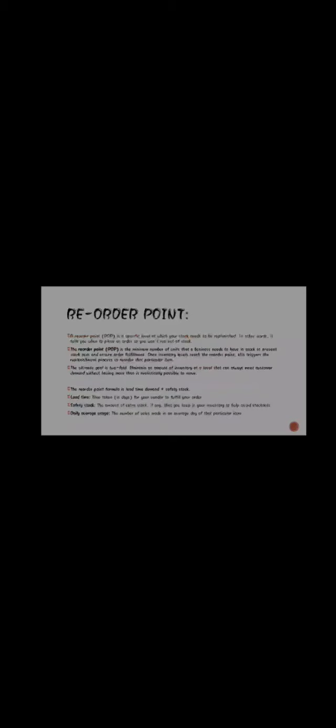The reorder point formula is lead time demand plus safety stock. Lead time is nothing but the time taken for your vendor to fulfill your order. That is, the time taken between the purchase order and the delivery is called the lead time. Safety stock is the amount of extra stock, if any, that you keep in your inventory to help avoid stockouts. Daily average usage is the average number of units of a particular item you sold in a day.